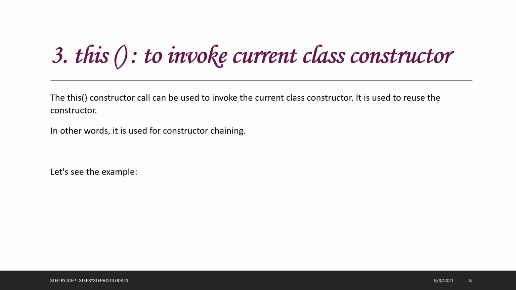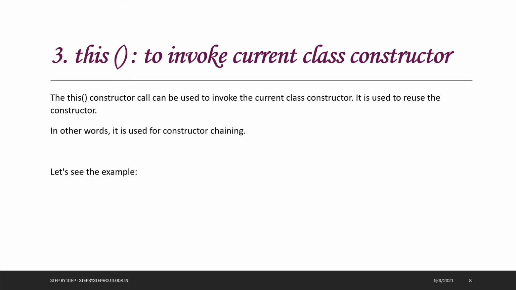Okay, the third usage of this keyword, this to invoke the current class constructor. Okay, so the this constructor call can be used to invoke the current class constructor. It is used to reuse the constructor. So if you need to call a constructor of the current class, you can use this keyword. Okay, in other words, it is used for constructor chaining.